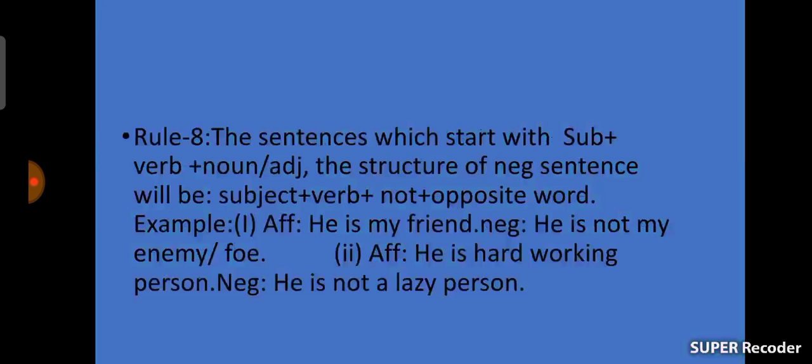Let's see another example, affirmative: he is a hardworking person. Here he is the subject, is the verb, and hardworking person is the adjective phrase. So we should use: he is not a lazy person. The opposite word of hardworking is lazy or inactive. Affirmative was: he is a hardworking person. Negative would be: he is not a lazy person.